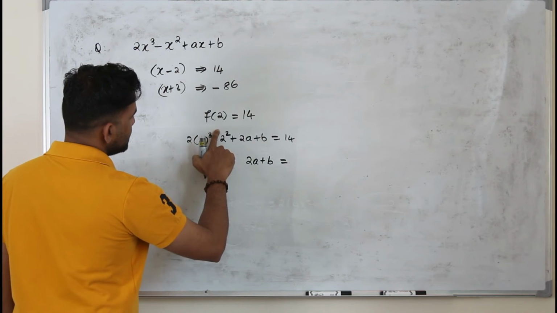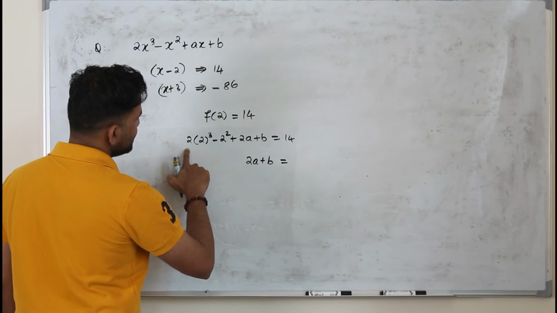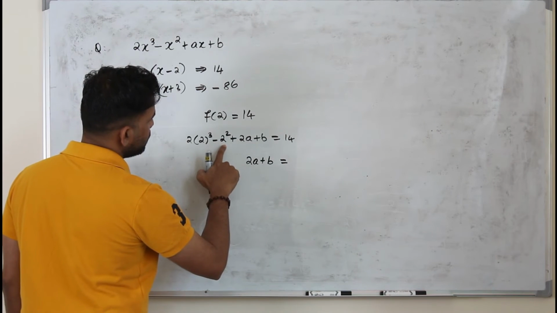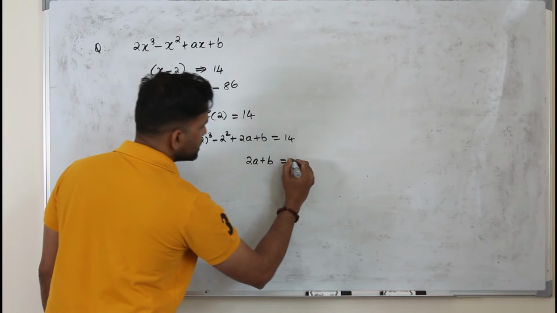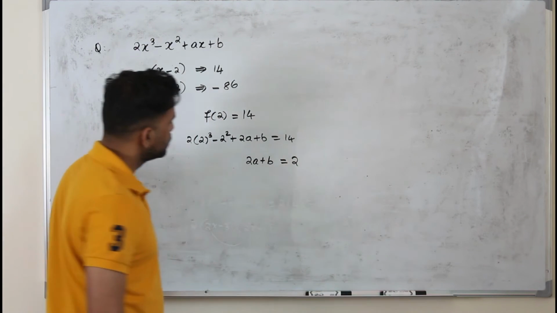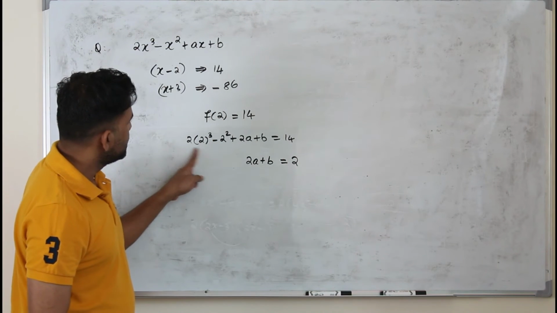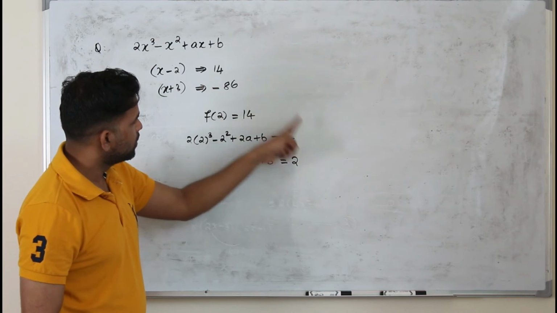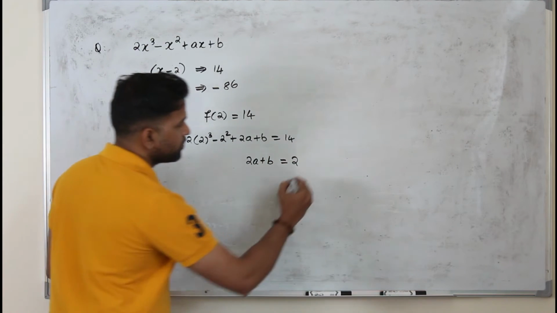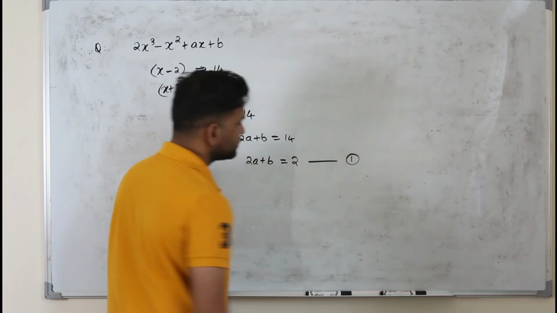2 cubed is 8. 8 2s are 16. 16 minus 4 is 12. 12 goes to the other side. 14 minus 12 is 2. Take it as equation 1.